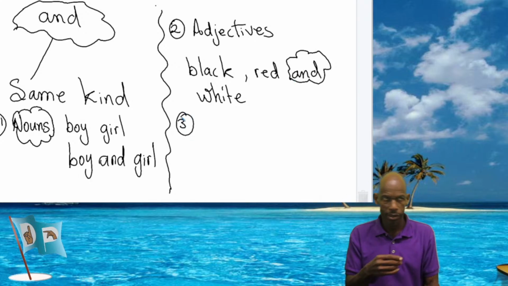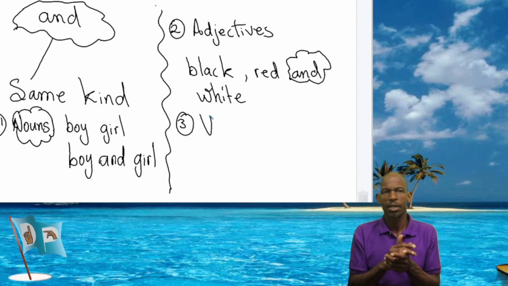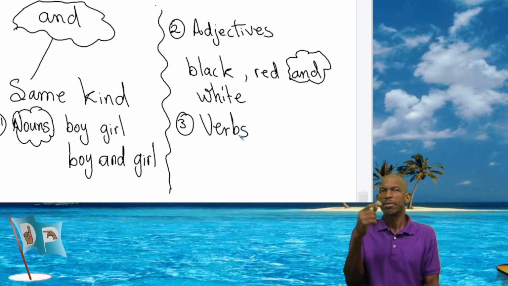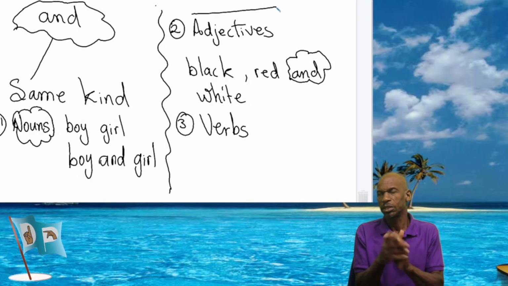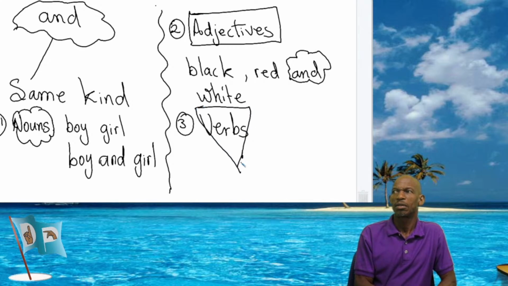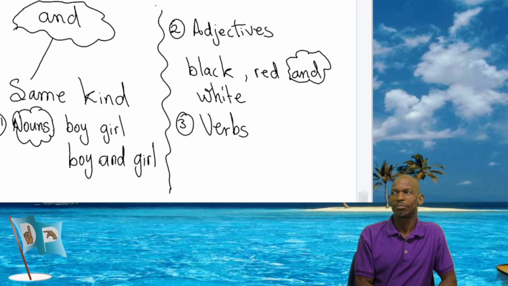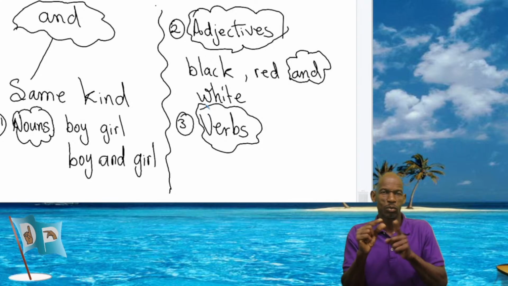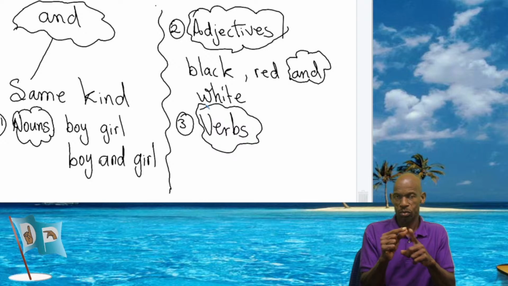I'm just reviewing. So we also have verbs. This is another kind of words. So we have the adjectives, we have the verbs, and these verbs are action words. And we learned about these action words. Verbs, action words, the same kind, and we join the same kind of words. And the kinds we're talking about are what we have been learning, the parts of speech.